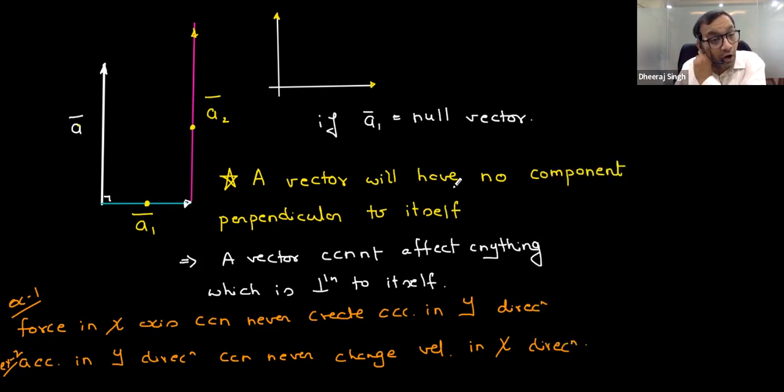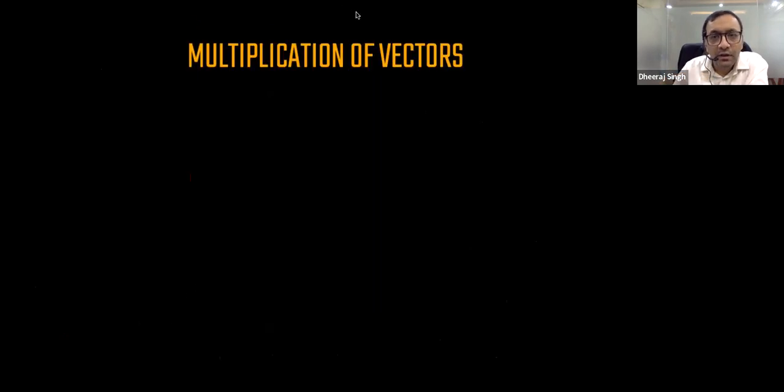so now we will talk about how multiplication with vectors is done. All right. So everyone write down: multiplication of vectors. So tell me, can I multiply a scalar with a vector? Can it be done? Can I multiply a scalar quantity with a vector?